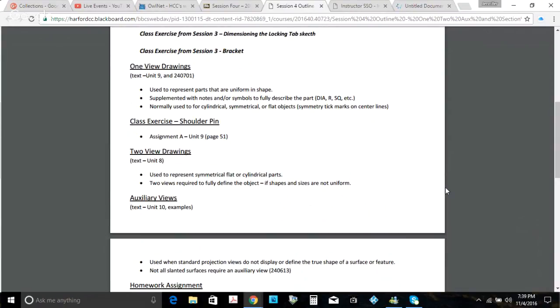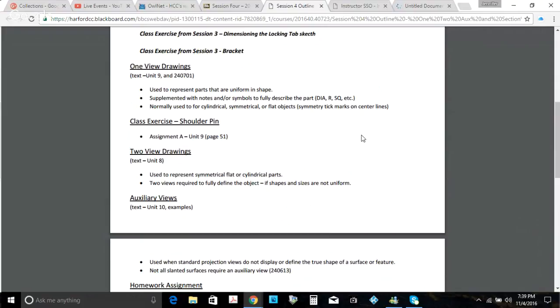In the one view drawings in Unit 9 of the text, second bullet here, those drawings are supplemented with notes or symbols to fully describe the part, diameter symbol, radius symbol, square symbol, etc. Now remember, the diameter is the kind of circle symbol with a slash through it. The radius is just the R. Remember, the diameter is the full distance across any kind of circular feature. The radius symbol would just be identifying half of that distance.